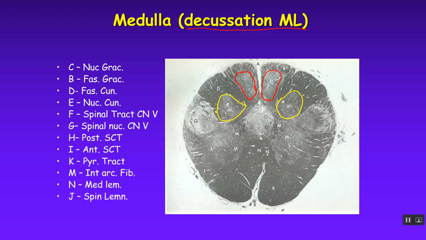Here is our D, the fasciculus cuneatus. B right here, that is the fasciculus gracilis. And this is fasciculus gracilis. So that information, that's dorsal column information coming up from lower. It's going to synapse in here to the second order neuron for proprioception. We've got stuff coming up here. This is lower body.